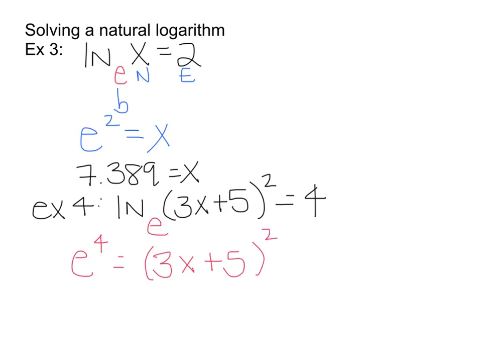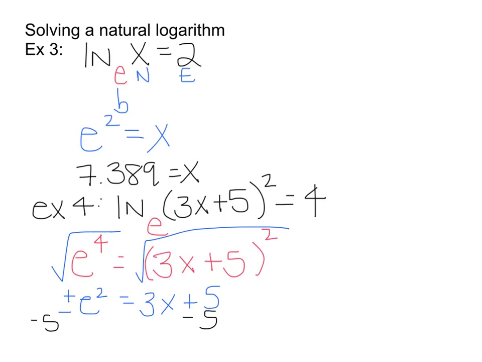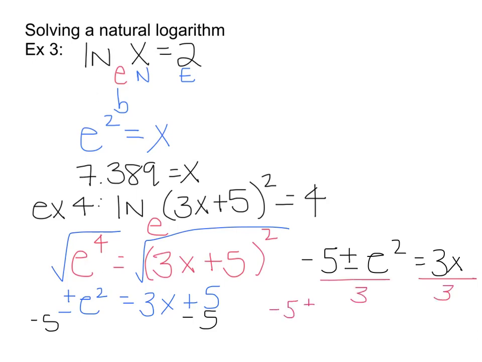To get rid of to the second power, I am going to take the square root of both sides. The square root of e to the 4th is just going to be e to the second, and remember, every time you take the square root, it's plus or minus. Then, to get rid of the 5, I'm going to subtract it. So I have negative 5 plus or minus e to the second power equals 3x. And then to get rid of the 3, I divide both sides by 3. So my final answer is negative 5 plus or minus e to the second power, divided by 3, equals x.